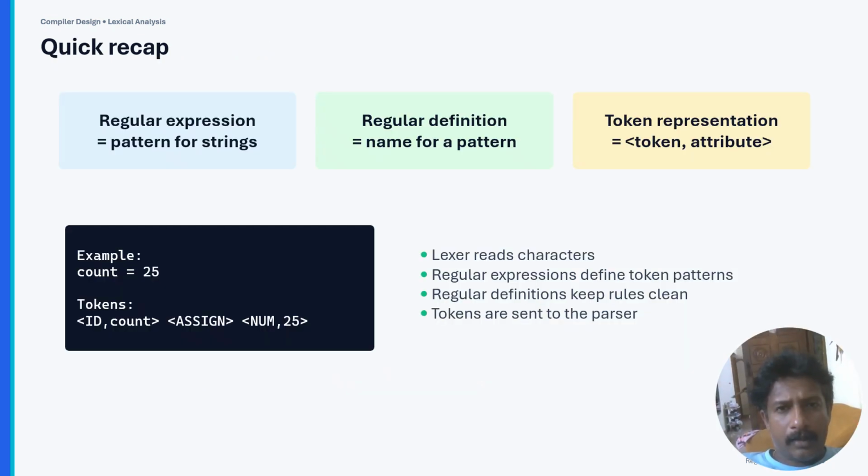Let us quickly revise. A regular expression is a pattern for strings. It helps us identify identifiers, numbers, keywords, operators, and separators. Regular expressions give a name to a pattern, so our rules become short and readable. Token representation is usually written as a token name and attribute value. The lexical analyzer reads the source program, uses the patterns, creates tokens, and sends them to the parser. This is the main idea of regular expressions in lexical analysis.